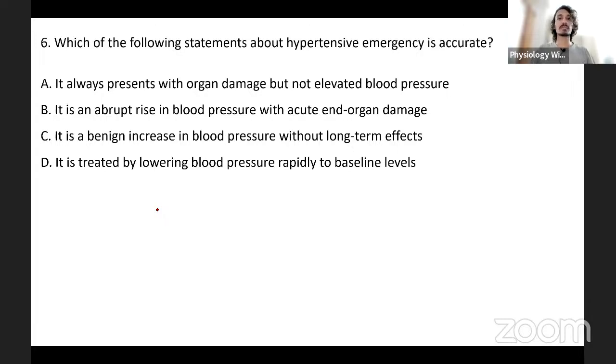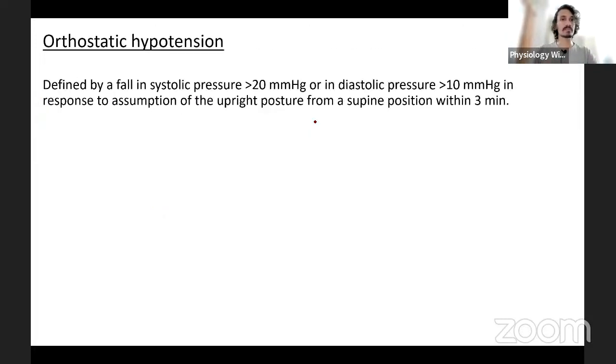Which of the following statements about hypertensive emergency is accurate? As we were just talking about, there's an abrupt rise in BP with acute end organ damage. Now, a terminology called orthostatic hypotension. So what is orthostatic hypotension? Orthostatic, so this is in response to change in posture.